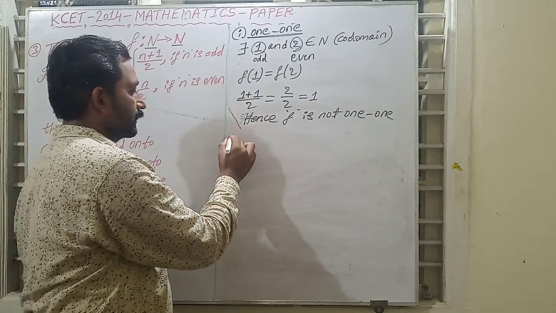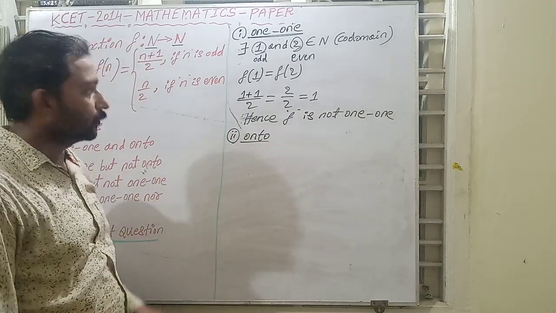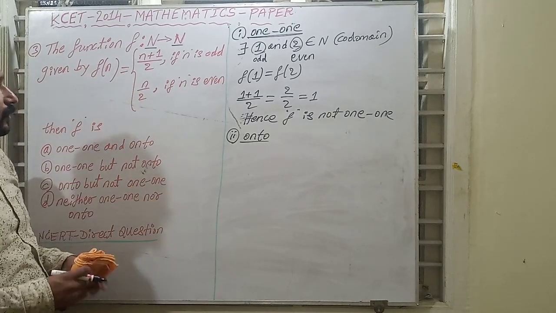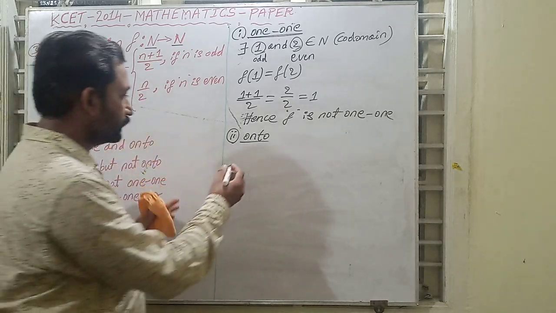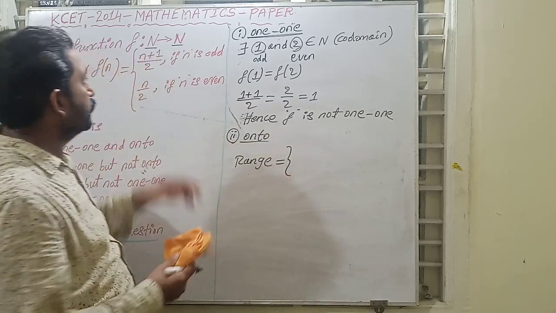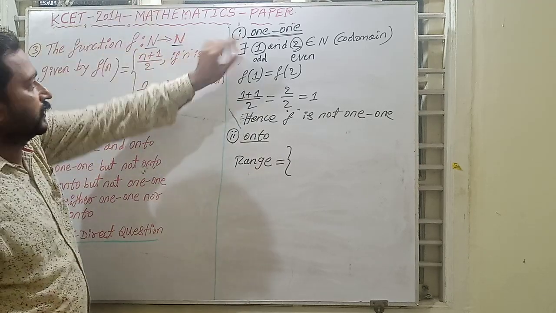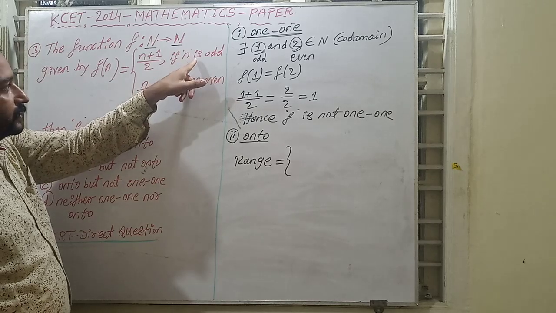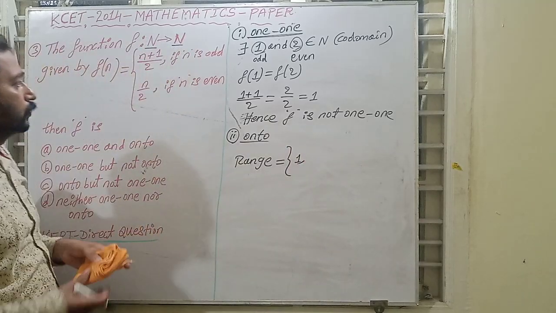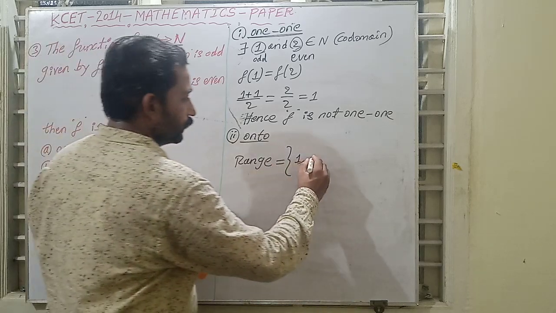Now let us move on to the second, onto. The condition for onto is that range is equal to codomain. If range is equal to codomain, then the function is onto. On the basis of this concept, we have to find the range of this function. The range starts with the input values 1, 2, 3, and so on. If you take 1, which is odd, 1 plus 1 by 2 is 1. Next, 2 is even, 2 by 2 is again 1. Next, 3 is odd, 3 plus 1 by 2, 4 by 2, is 2.